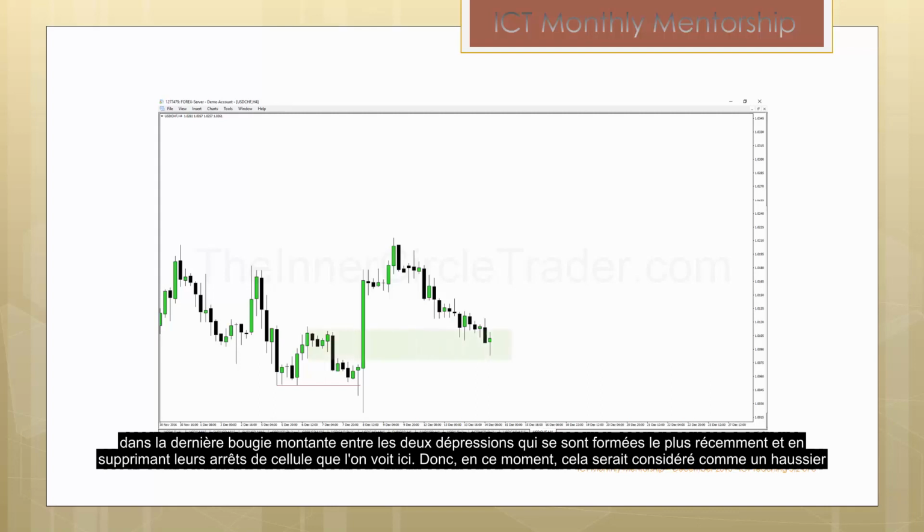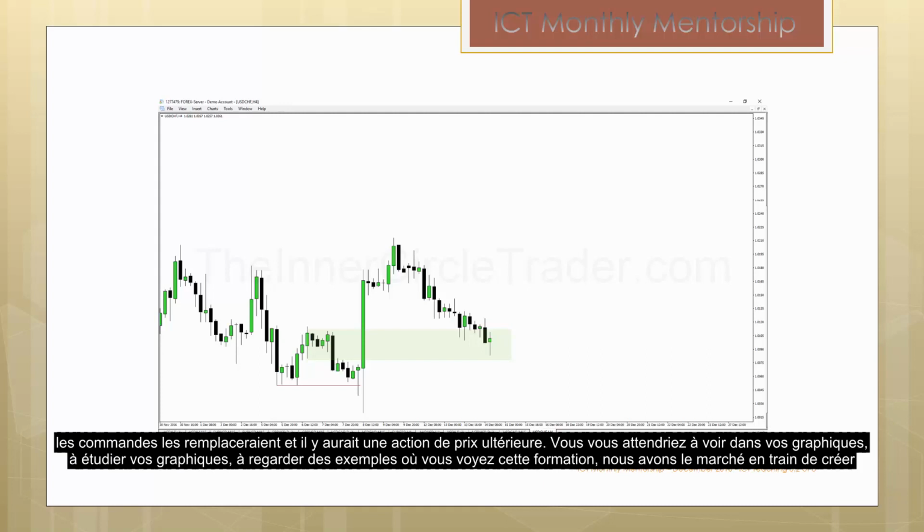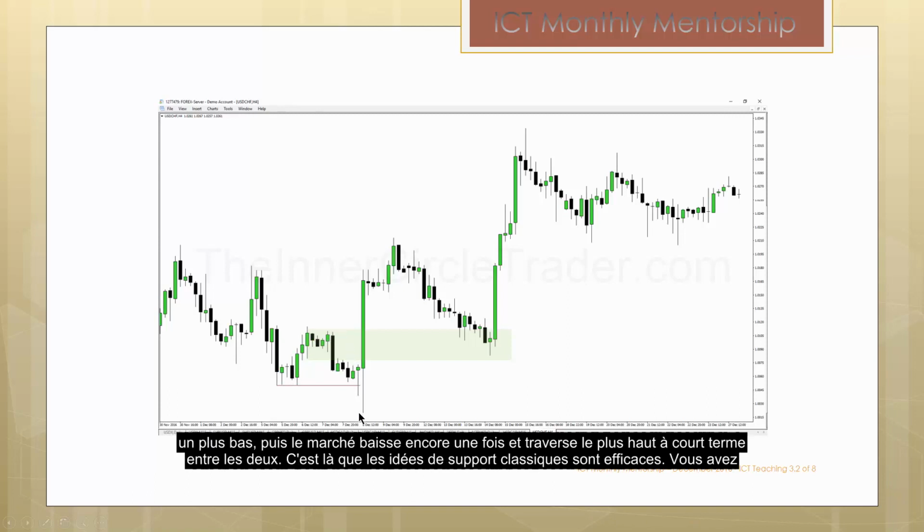That's seen here. So right now, this would be viewed as a bullish breaker. We would anticipate seeing the market trade higher, where those orders would be collapsed once price retraded back down. Any selling orders would be mitigated and new buying orders would be replacing them. And there are the subsequent price actions you would anticipate seeing in your charts. So study your charts, look at examples where you see this formation, where the market creates a low and then trades down lower one more time and runs through the short-term high in between.